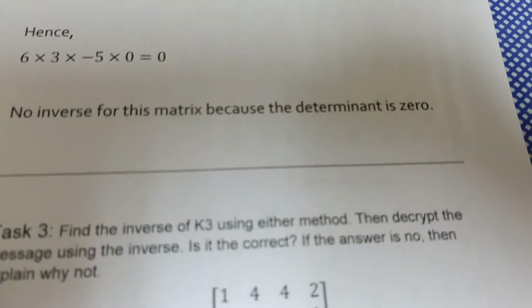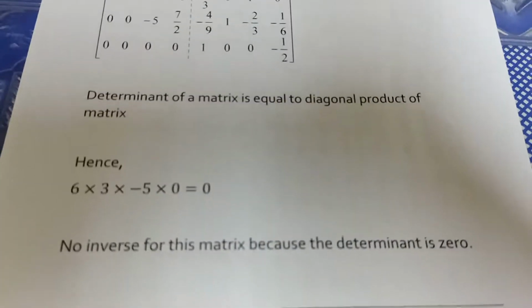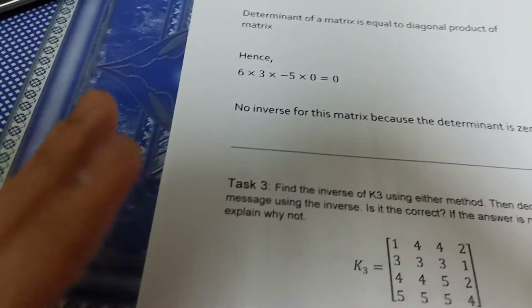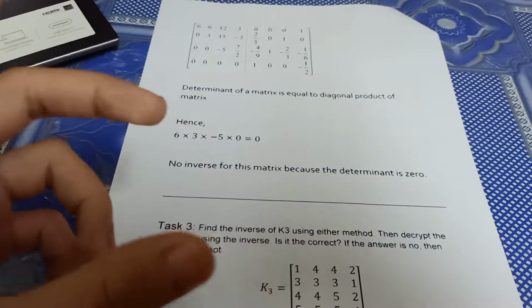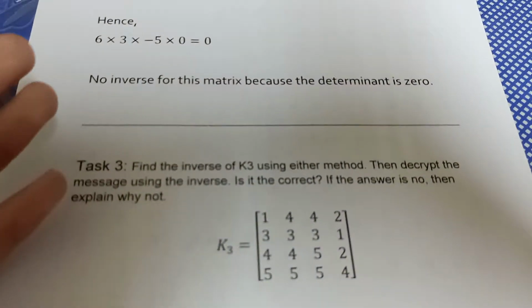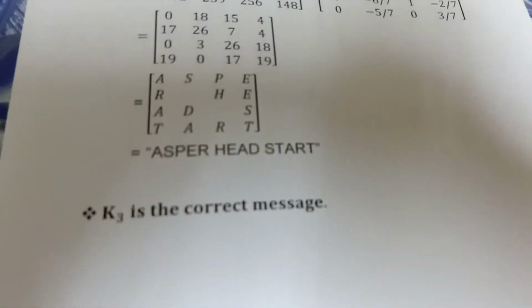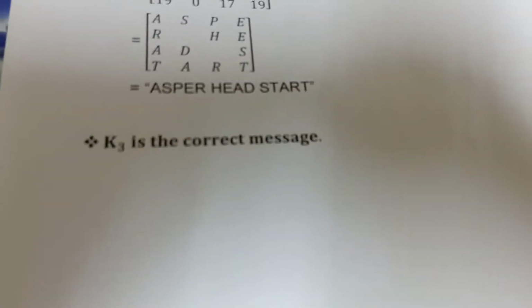There is no inverse for this matrix, so we cannot actually use this one to find the key. So key 2 is also wrong. And we move on to task 3, which, since the first 2 keys don't actually have an answer, should be the answer for this task. We can use either the adjoint method or the ERO method, but since the adjoint method is probably the easiest one to use, we'll stick with it. After a lot of calculations, we actually got a message, which is "as per head start." Since this is the only one that gave out a message of any kind, K3 in conclusion is the correct message.